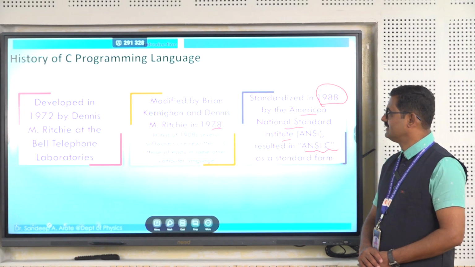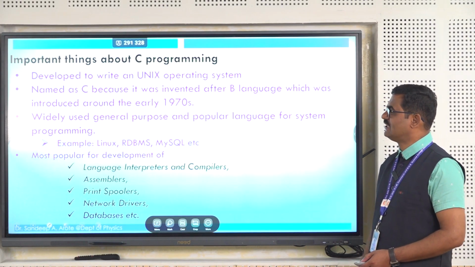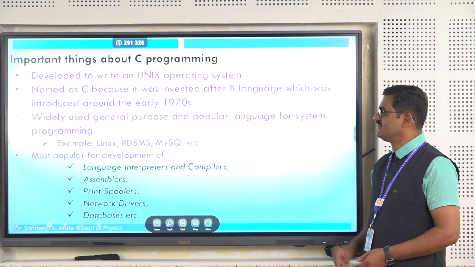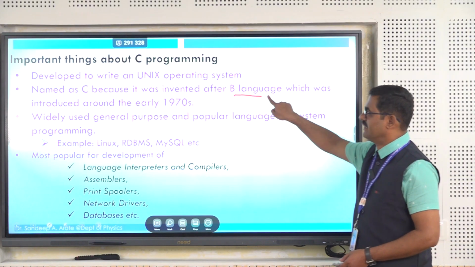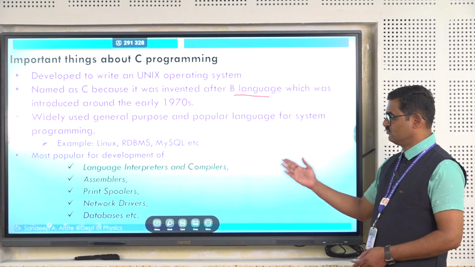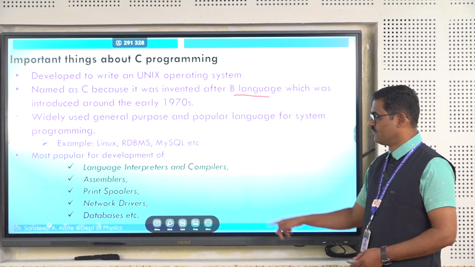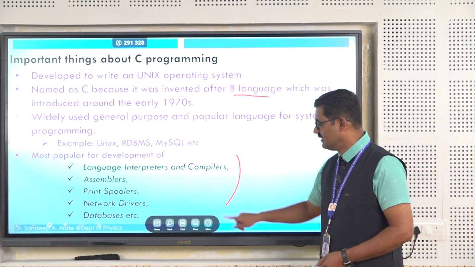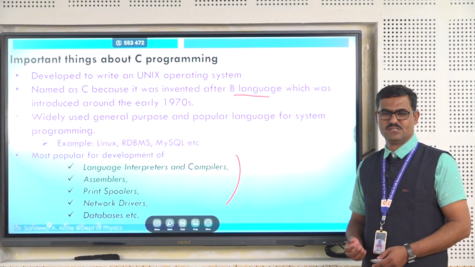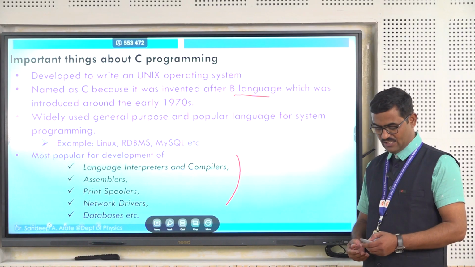Now why C? Because it was developed as an advanced version of the B language. Initially it was developed to write the operating system Unix, and the name C is because it was invented after language B. There are several operating systems and software based on C language, such as Linux and MySQL. It is also most popular for writing source code for printer spoolers, network drivers, databases and so on. This is a very good language with very good syntax, and it can perform various arithmetic calculations very quickly.